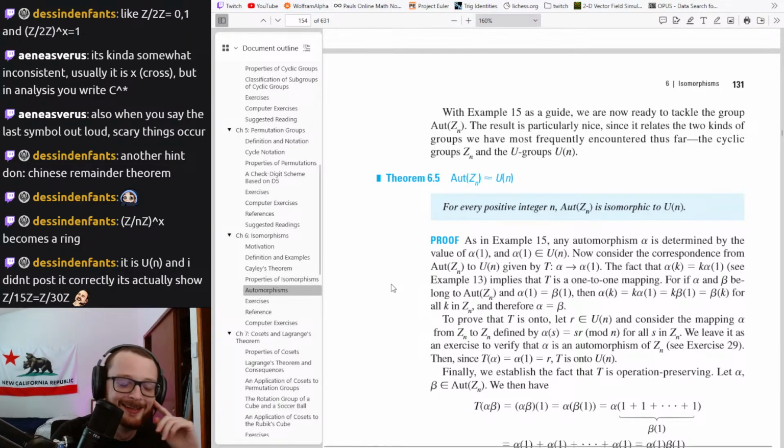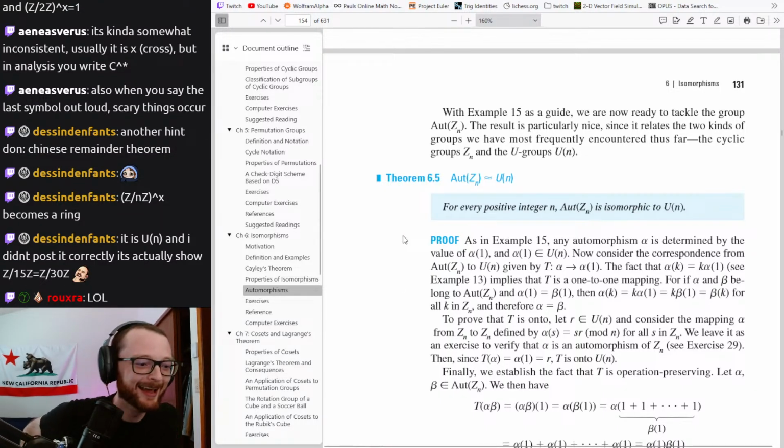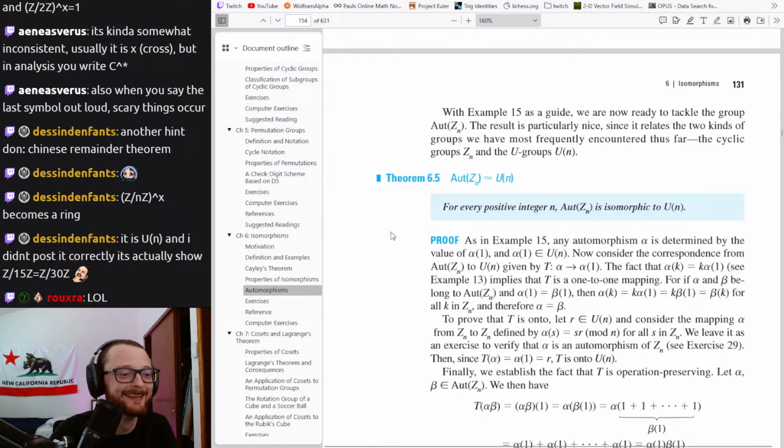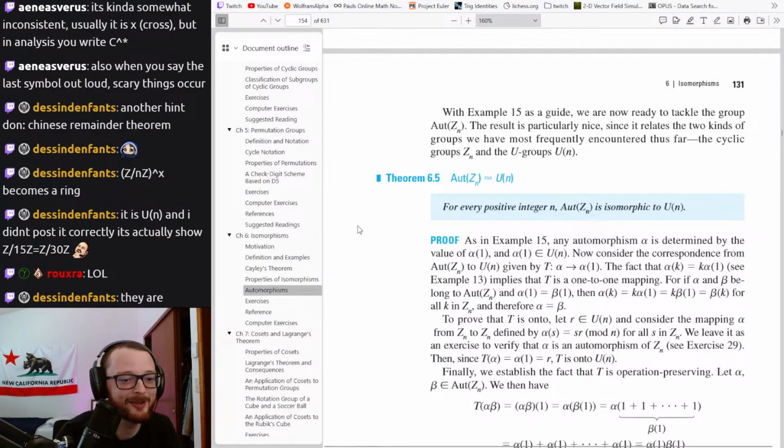God damn it, Desson. Well, they just aren't equal to each other, though. I still don't know what the question is. Like, the cardinality? No, the cardinality wouldn't be equal either. Do you mean isomorphic? Instead of equals? Like, the double tilde?